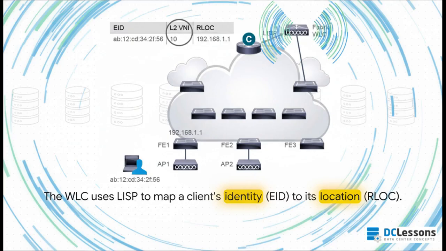When a new wireless client connects, the WLC doesn't just keep that info to itself. It shoots a LISP message right over to the control plane, basically saying, "Hey everyone, the client with this MAC address is now hanging out at this Fabric Edge switch." Just like that, the entire fabric knows exactly where to find that user.